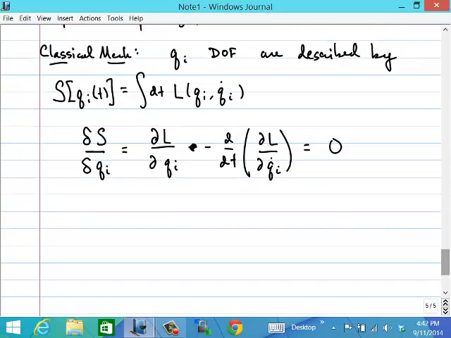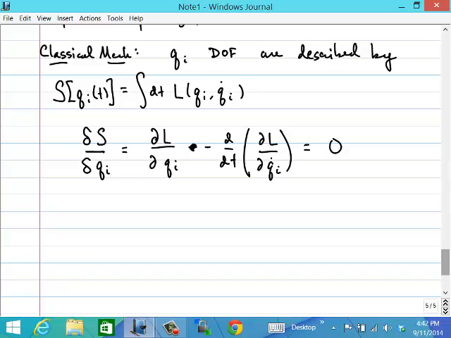And our basic principle for constructing equations of motion and theories of fields that are consistent with the rules of special relativity will be to generalize this procedure to the case where we don't have some finite number of degrees of freedom q_i, but rather now some degrees of freedom that depend both on space and time. Okay. So hopefully this basic formulation of the rules of classical mechanics is familiar to you. If it's not, you probably should go back and review it.